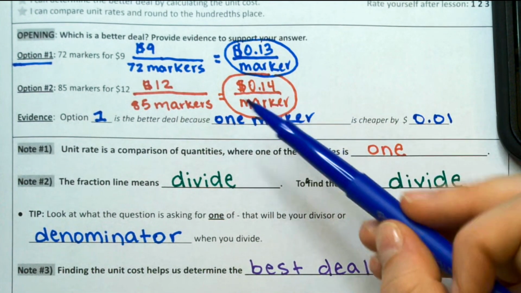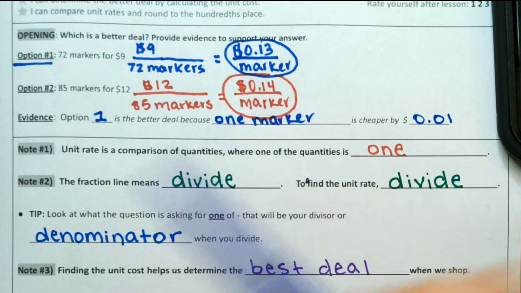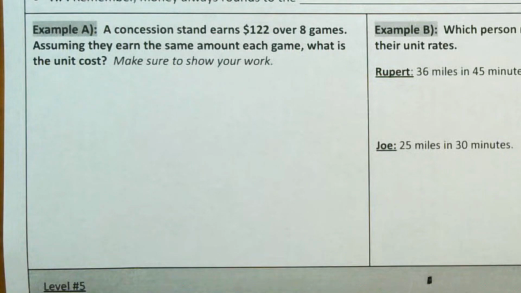Okay, so 14 cents is 1 cent more than 13 cents. 14 minus 13 is 1. Go to the bottom of page 1 and put your finger where it says example A. This problem says a concession stand earns $122 over 8 games. Assuming they earn the same amount each game, what is the unit cost?